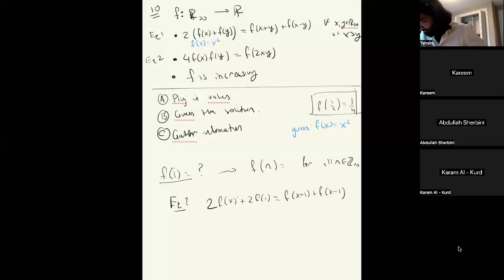Is there a way to get f of 1? And then for equation 2, we can get 4f of 1 squared equals f of 2, but that's not that useful.